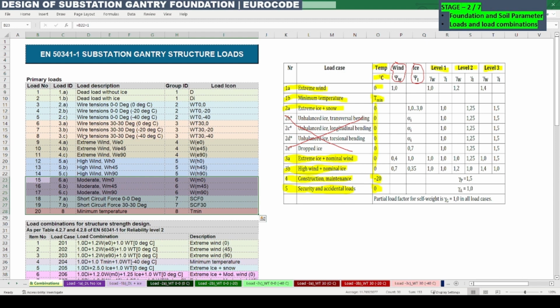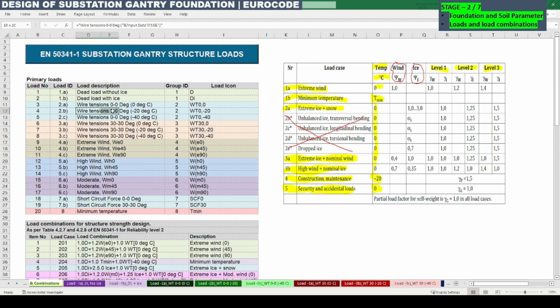So when coming to the wire tension, there are 6 wire tension cases we had calculated during structure design, but in this case we are going to consider only wire tension with 0 degree deviation with 0 degree Celsius of conductor temperature. So only these two we are going to consider, that is 3 and 6.